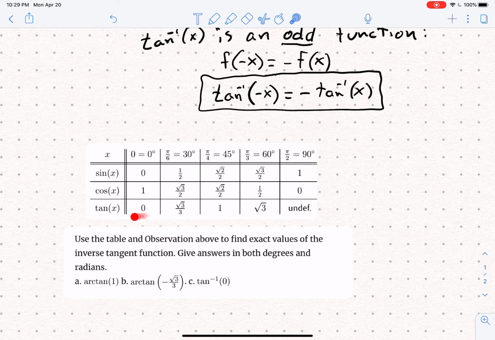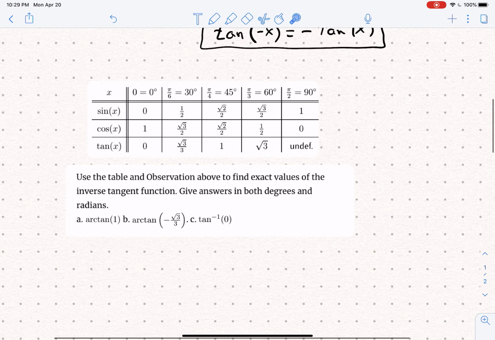Now, when we do the inverse, we work the other way. We switch the inputs and outputs. So now, when we're plugging something into the inverse, or the arctangent, we're going to be plugging in this guy and then looking back to see what angle it came from. So let's go ahead and do this as an example.